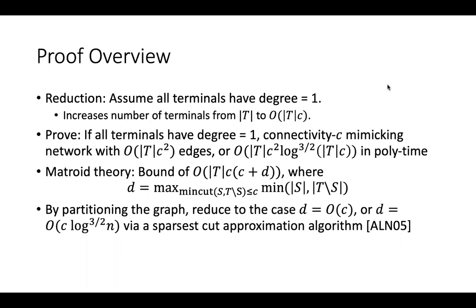Now, our goal is going to be to reduce the value of d by partitioning the graph. We're going to reduce to the case where d is O of c, or O of c times polylog n, by using a Sparsest Cut algorithm. So the d is O of c bound can be done existentially, but not efficiently. But we can reduce to a case where d is O of c polylog n by calling a Sparsest Cut algorithm, and that can be done efficiently.